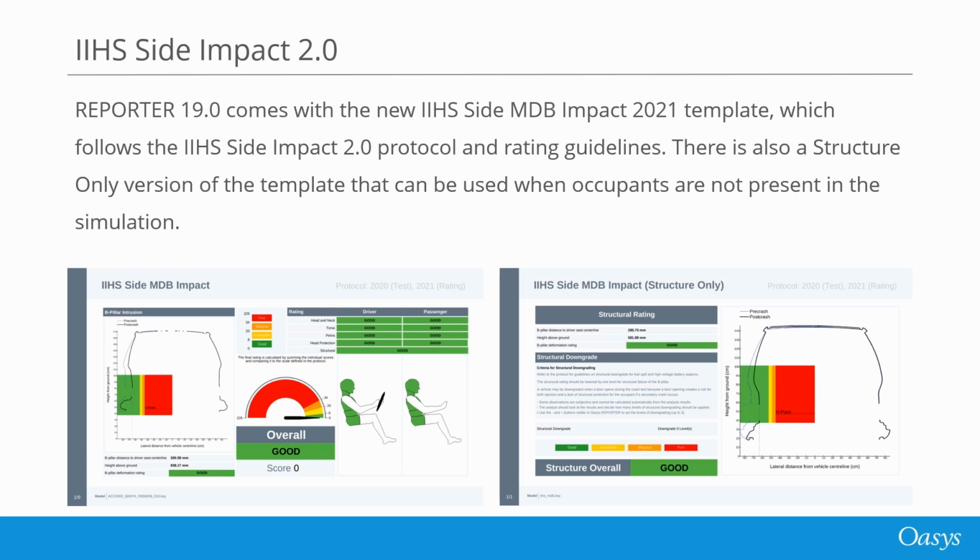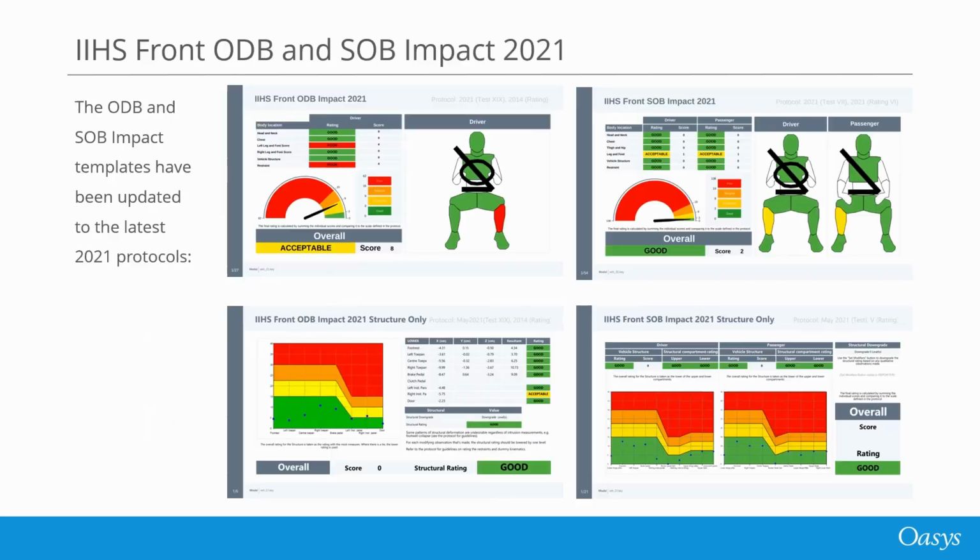As before, there's also a structure-only template which can be used, which gives you a summary of the structure-only performance. Similarly, the IIHS front ODB and SOB impacts have also been updated to the landscape format and use the new updated protocols and rating guidelines.